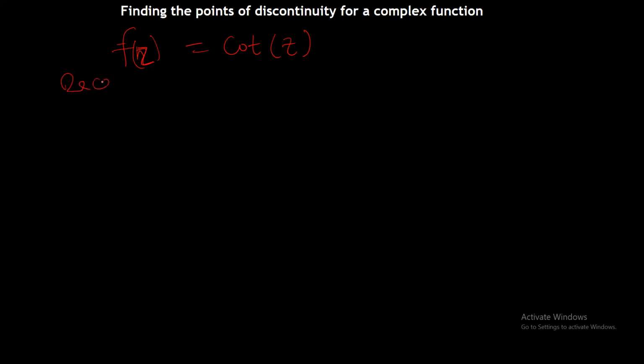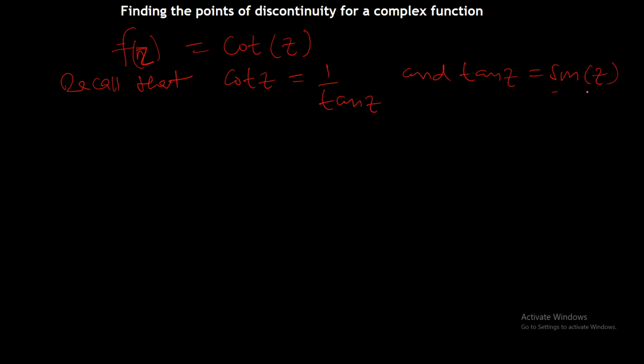Now, recall that cot z is 1 over tan z. And your tan z is sin z over cos z, okay? So therefore, our cot z is equal to cosine of z over sine of z. I think it's very, very simple to understand. That is the inverse of tangent, okay?